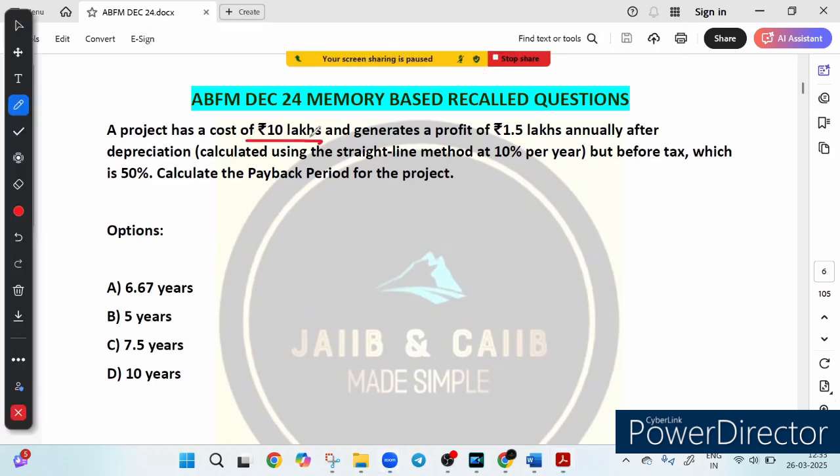It has invested rupees 10 lakh in a project, and it earns profit of 1.5 lakh annually, per year, after depreciation but before tax. Depreciation is calculated in the straight line method at 10% per year. We need to find the payback period for the project, meaning how long it will take to recover the entire 10 lakh rupees investment from the net cash flow.